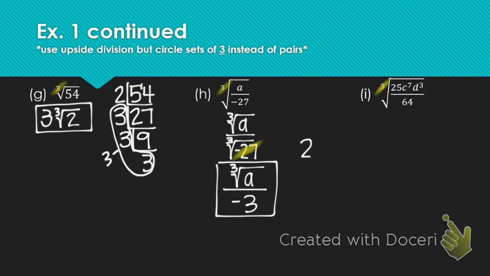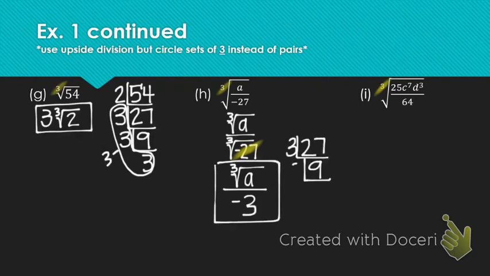Okay, fine. Do 27. Do upside down division. 3 goes into 27 9 times. 3 goes into 9 3 times. So here I am. I have my set of 3. That set becomes 1 of that number. And I would pull out a negative 3 because the 27 was negative. So even if you don't know perfect cubes in your head, you can still do upside down division and get to the answer you should get to.